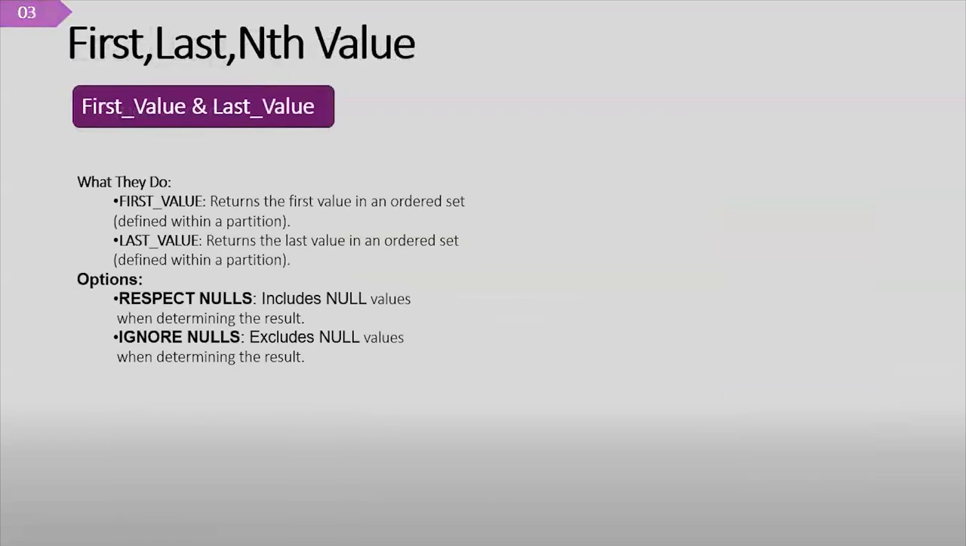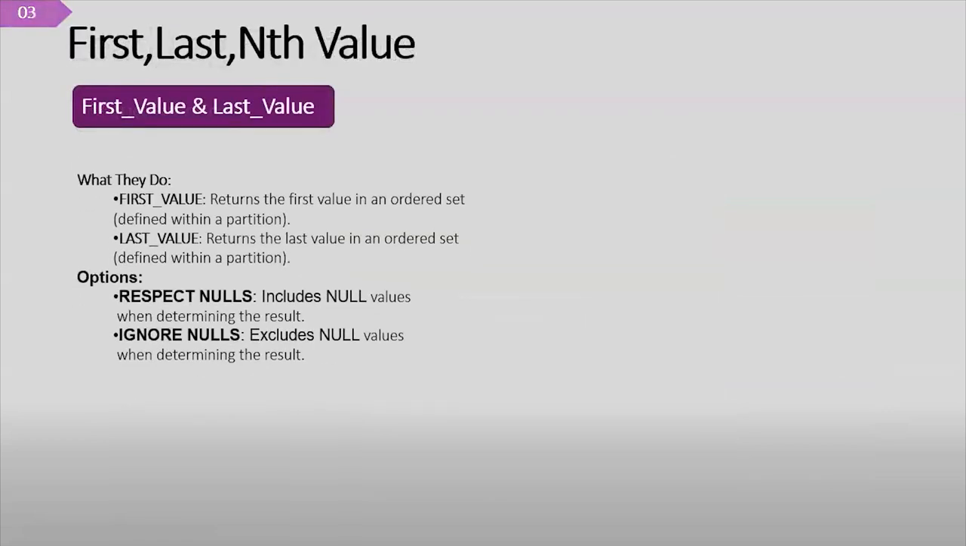So, the first and last value. The first and last value returns the first or last value in the partition you specify. It has two options. If you want to respect the nulls or ignore the nulls, you can put this. Respect nulls means if the first value was null, it will return null instead of a value. But ignore nulls will exclude any nulls in the data.